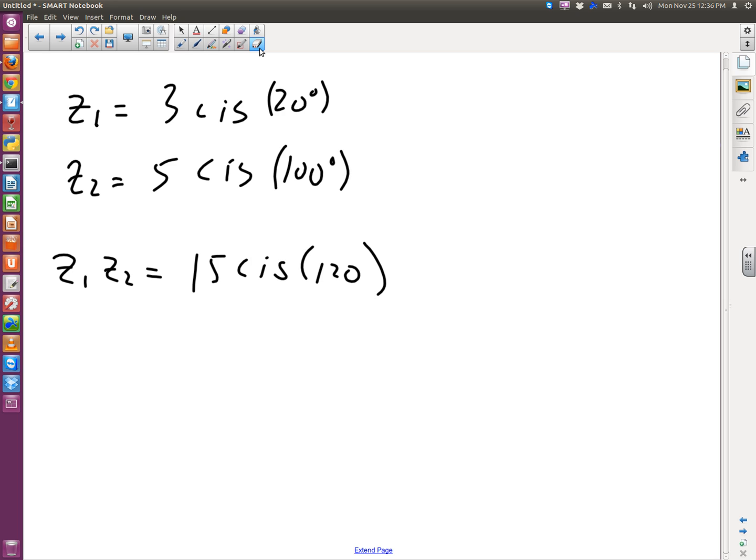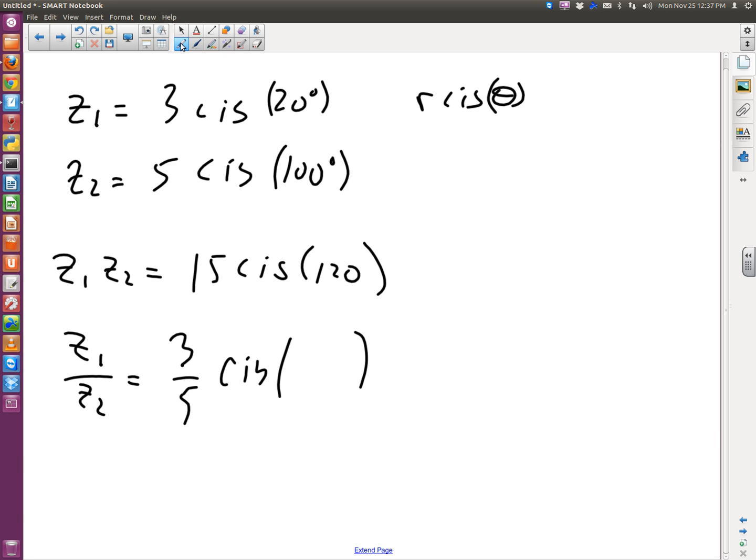All right, so now let me ask you this. To multiply two cis theta numbers, you multiply the r's, right? Because remember, this is r cis theta, right? The length of the vector and the direction of the vector, right? You multiply the r's, and you add the angles, right? So what do you think I'm going to do when I divide these? Divide the r's, so you write 3/5, unless you like decimals, whatever. Cis, and what do you think the angle is going to be? I'm dividing this by this. -80. The order matters because you're subtracting, right? It's going to be 20 minus 100.